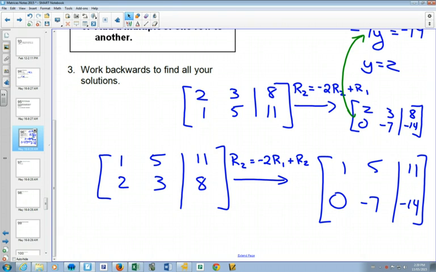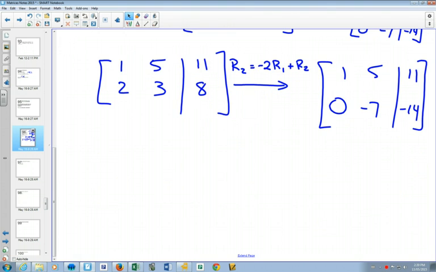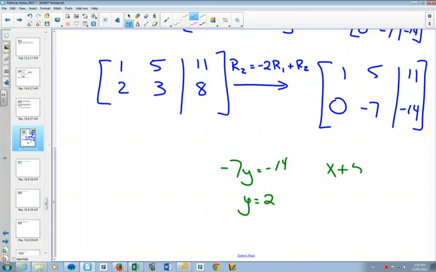And as soon as you get a 0 in the bottom left-hand corner, it's going to call that reduced echelon form. And then from there, you can say, well, now that I got a 0, -7y is equal to -14. So I know that y is 2. And once I have y is 2, I can go to my other equation, which is x plus 5y's equals 11. So x is equal to 1. And we can solve it completely from there.